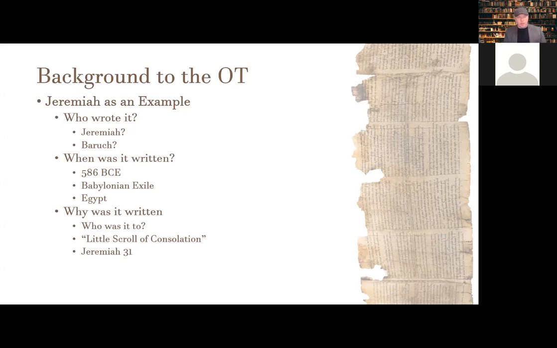Kathleen O'Connor, my favorite scholar on the book of Jeremiah, along with, my mind's gone blank, another male scholar, refers to this as the little scroll of consolation. I chuckle because it couldn't have been a small scroll. Jeremiah had to have been a large scroll, but this little scroll, this little book of consolation, was written to a people for consolation after they had gone through all of these things.